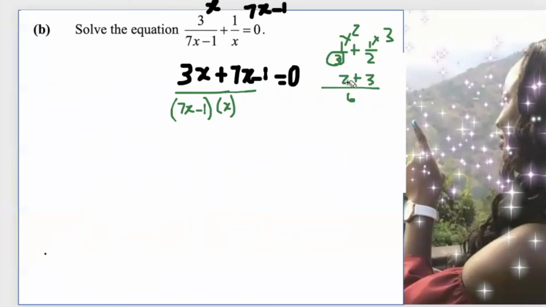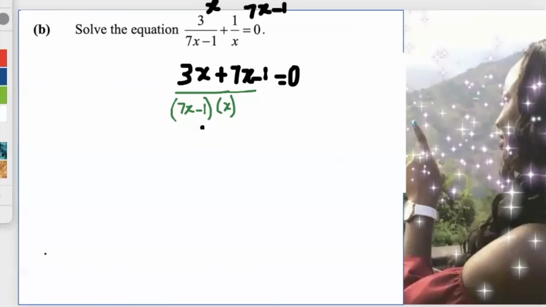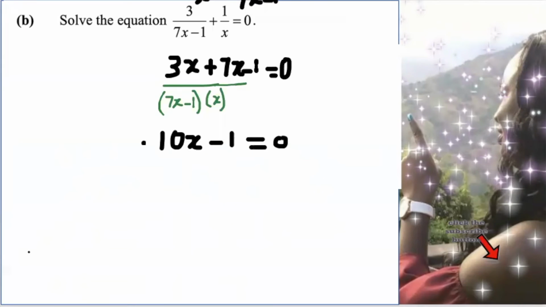Now, the next step is to simplify the numerator. I have 3x plus 7x that are like terms. That will give me 10x. We add the 3 plus the 7, that gives me 10, and I rewrite the x minus 1. Don't forget the denominator. We haven't gotten rid of it as yet.